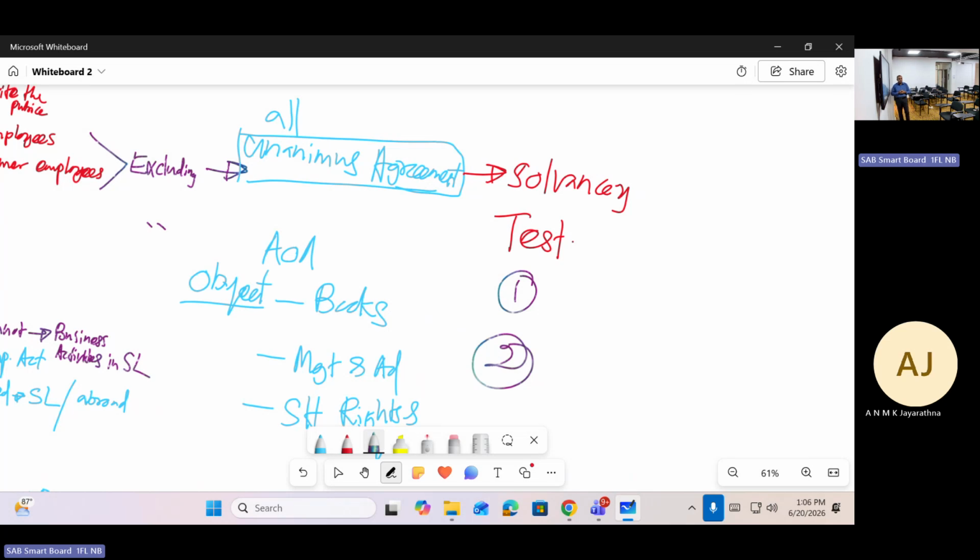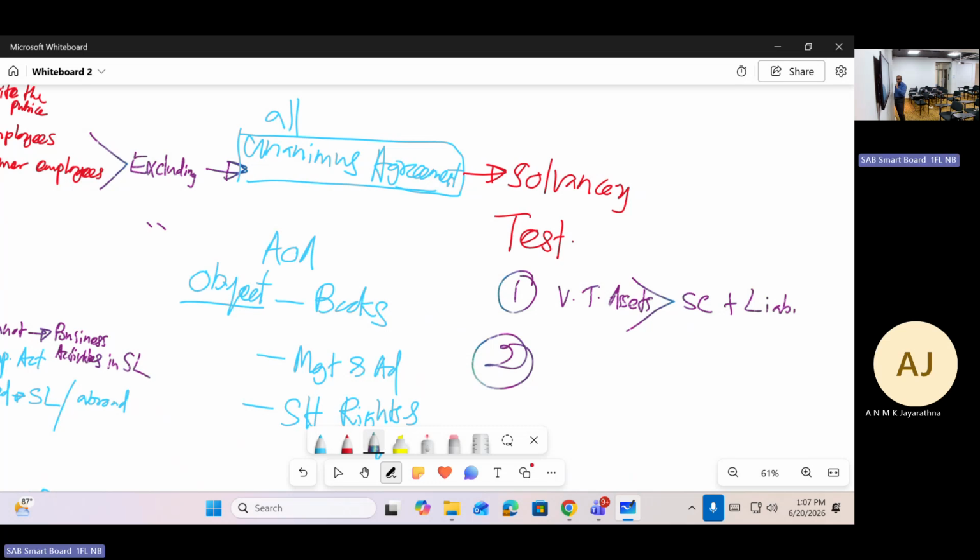One is the value of the total assets is greater than stated capital and liabilities. This is the one condition to be fulfilled: the value of the total assets is greater than stated capital and liability.